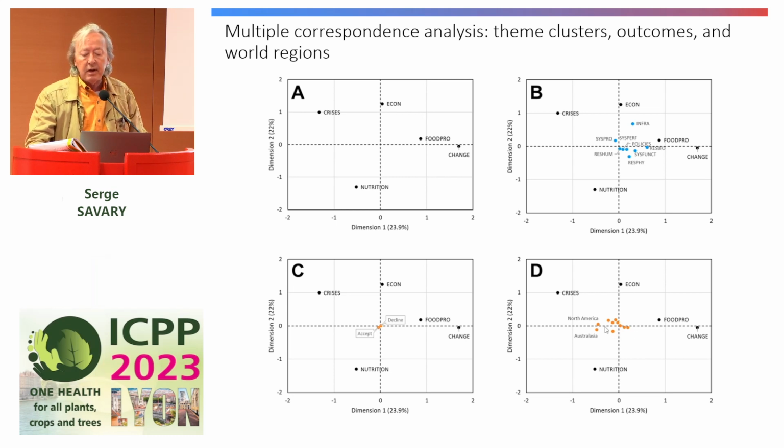By the way, look at what regions of the world are indicated here. There are many, but some of them are North America and Australia. We take them all. We take everything. Everything is good. Nothing is out of scope when it comes to food security.